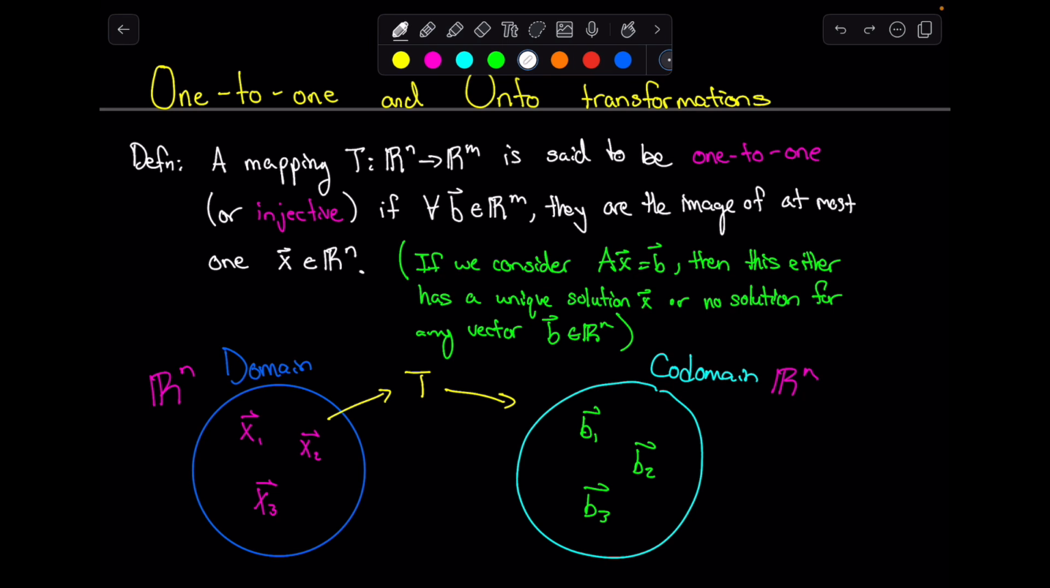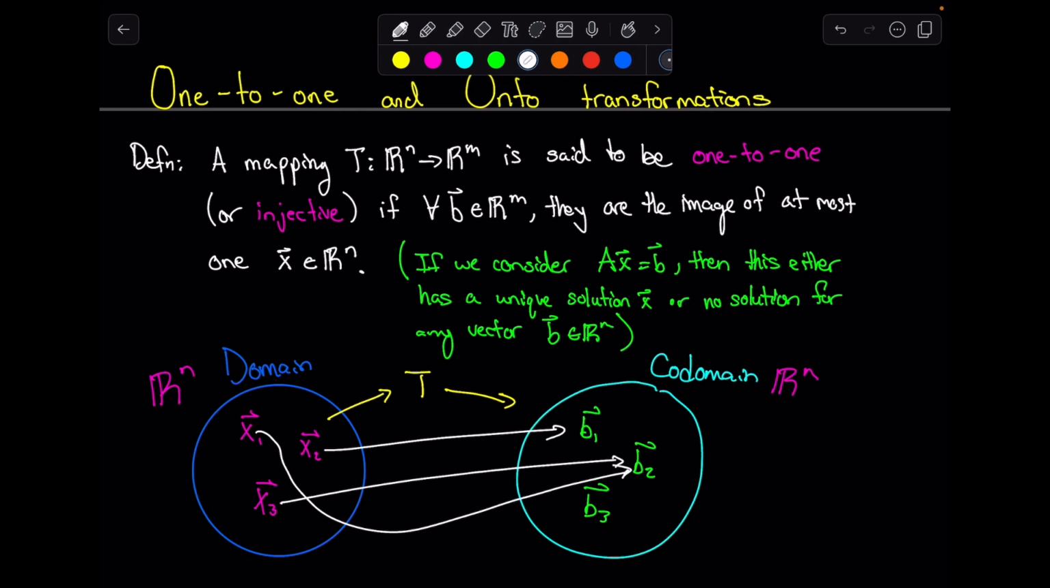So we don't concern ourselves with that case. We just concern ourselves with if we're one-to-one, then each of these B1s have some input vector that they've come from, or none, right? But this would not be one-to-one if I were to draw it like that. This would be one-to-one like so.